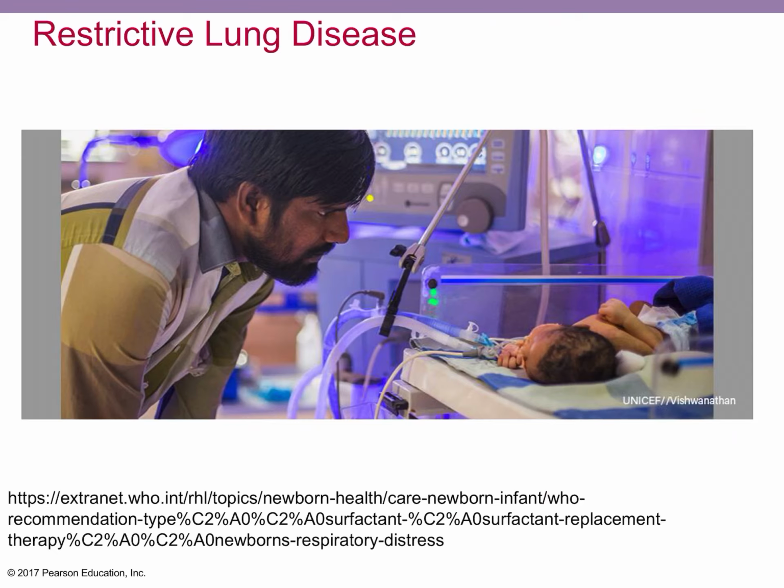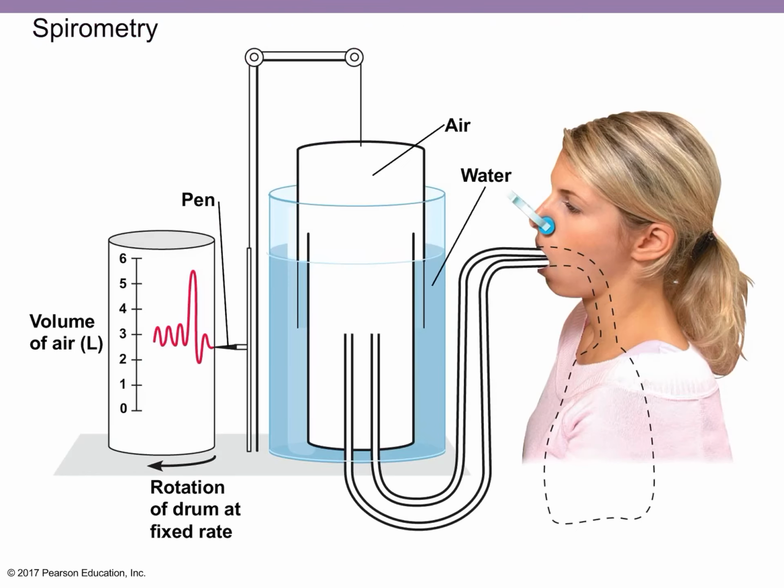Other things, which I don't have a picture of, are scarring type infections that reduce the compliance. We talked about that with tuberculosis. Or just physically, the bones that you have, the muscles that you have are unable to expand the chest wall. So things like scoliosis, kyphosis, which is where you have a hunchback, those things can actually restrict your lung expansion. So that would be a restrictive pulmonary disease. So restrictive is restricting lung expansion.